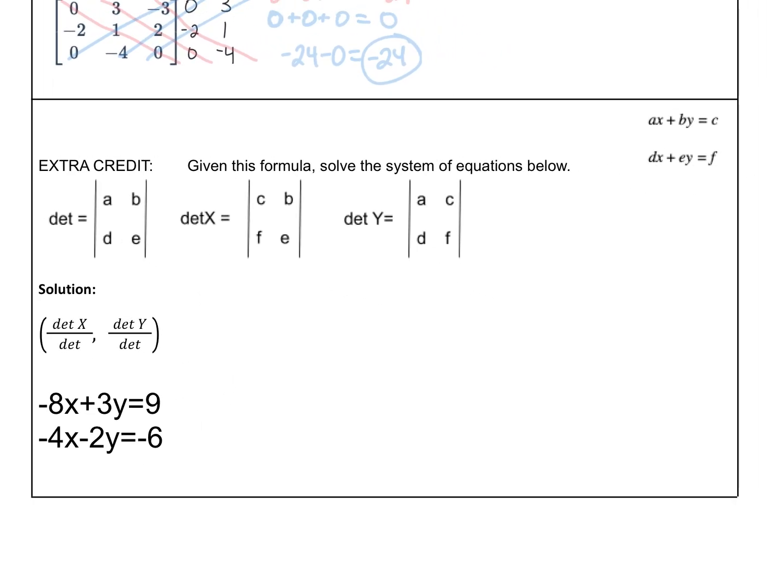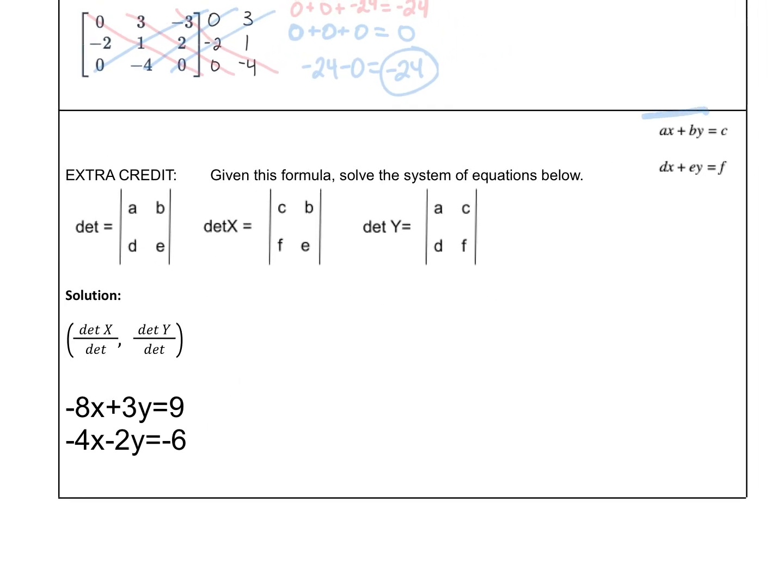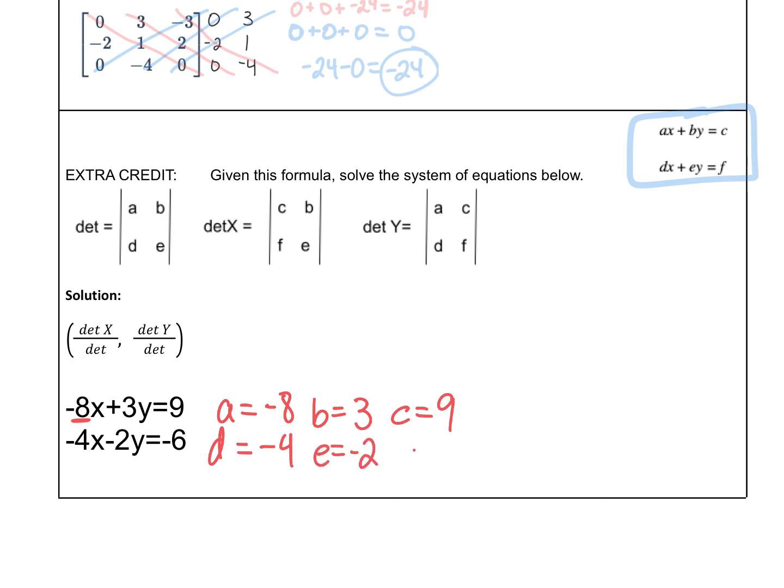So if we look here, we see that we've got our little equations here. It tells us what letter is going to be which. I go down here to my equations. A is going to be the first number in front of the x, negative 8. B is going to be 3. C is going to be 9. D is going to be, E is going to be, and F. Perfect.